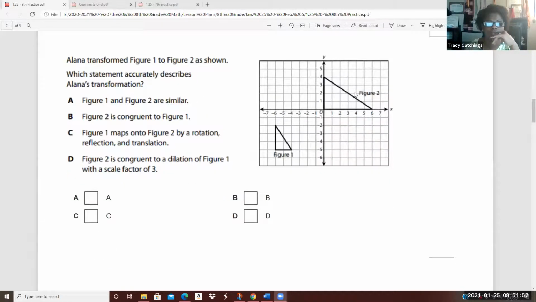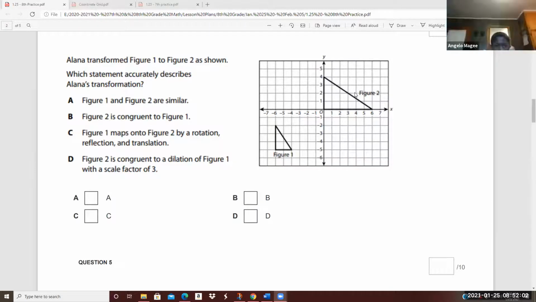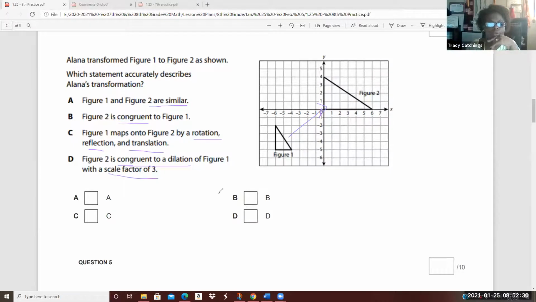All right, so I'm reading number 4 to us. A linear transformation of figure 1 to figure 2 is shown. Which statement accurately describes a linear transformation? All right, so we went from 1 to 2. A says they're similar, B says congruent, C says a rotation, reflection, and a translation, D says congruent because of a dilation. What happened? Or what can we say about these two figures?